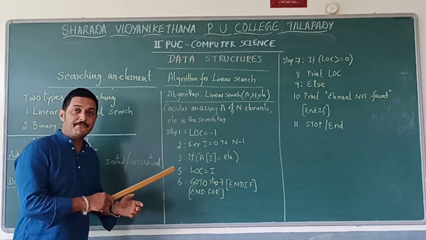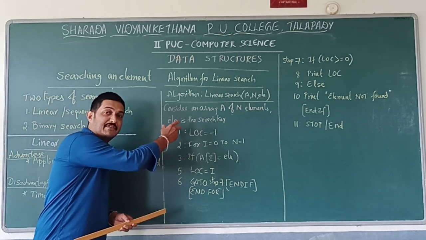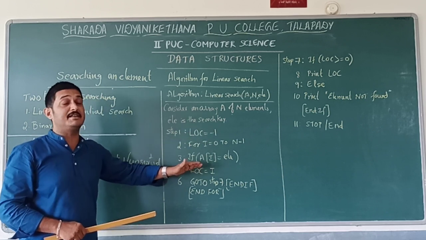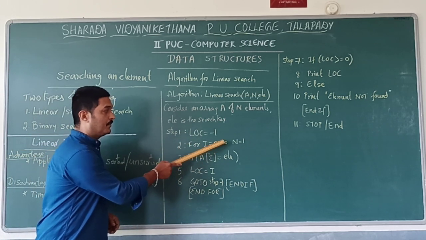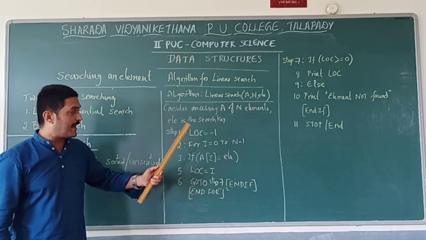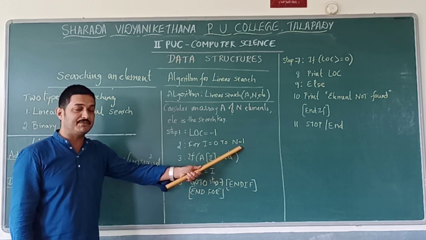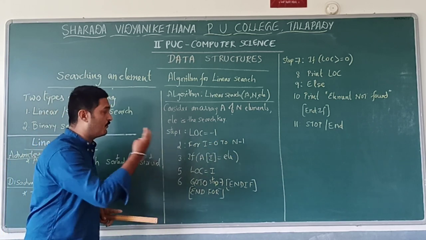Next, we have to implement the traversal. Traversal means we just visit all the elements to check whether that particular search key is present or not. For I equal to 0 to n minus 1, according to the array concept, the index value starts from 0 to n minus 1, where n minus 1 means the last element. So we are visiting all the nodes.